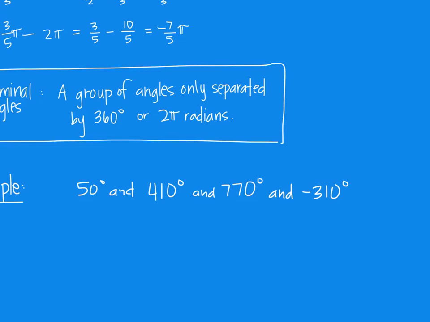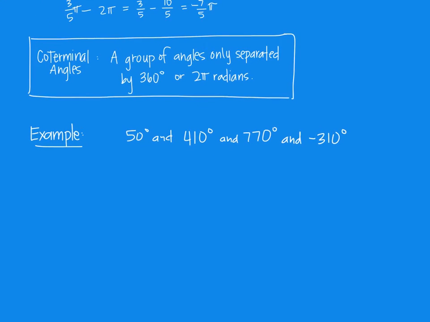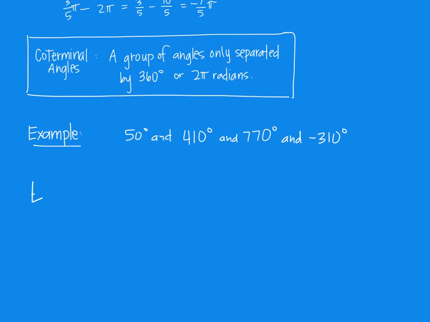How big could this group get? It could get very big. It could have infinitely many members as long as everyone who joined was separated by 360 from somebody else. That is called a coterminal group. All right, so here's another example.